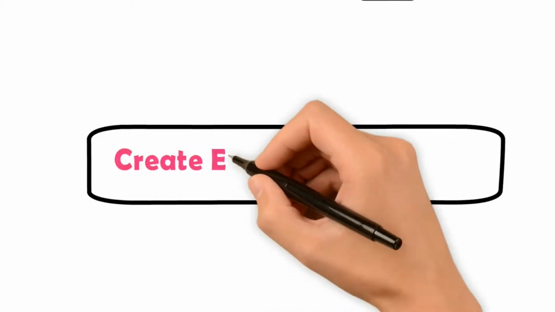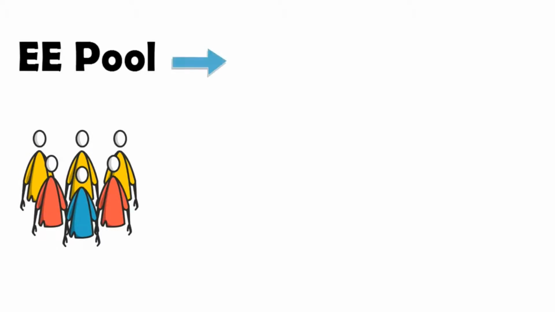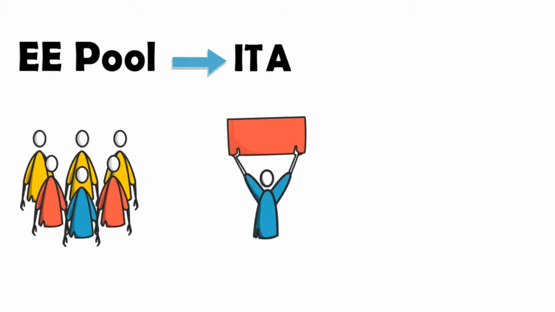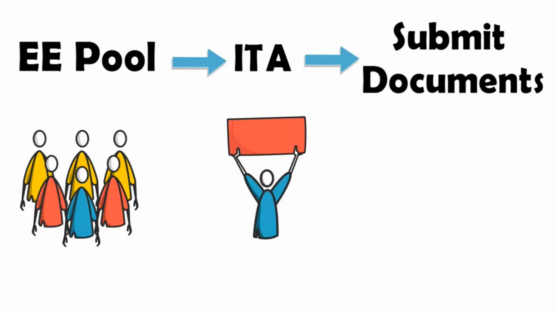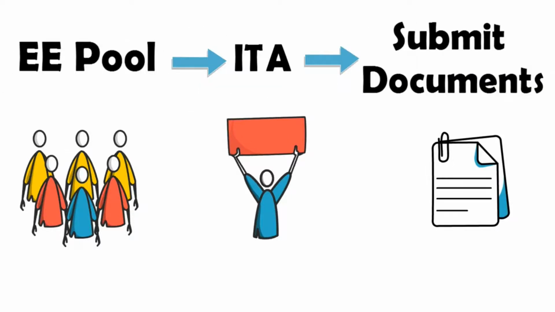Once you have your language test report and educational assessment report, you will create an online Express Entry profile. And there are no charges to create your Express Entry profile for entering into the Express Entry pool amongst the other candidates. Once you're in the Express Entry pool and you receive an invitation to apply for permanent residency, you will need to submit all the required documents, including your language test report and educational assessment report.